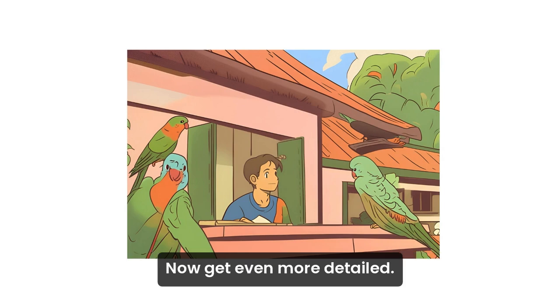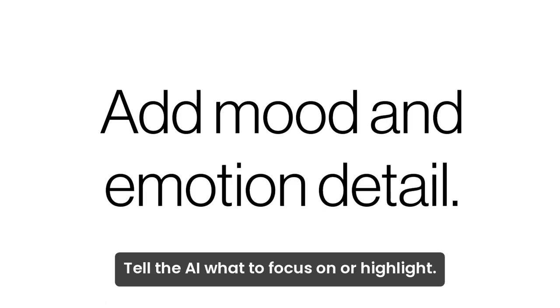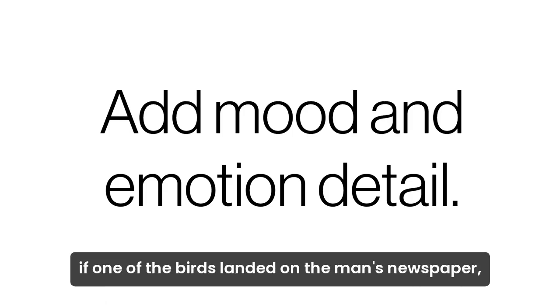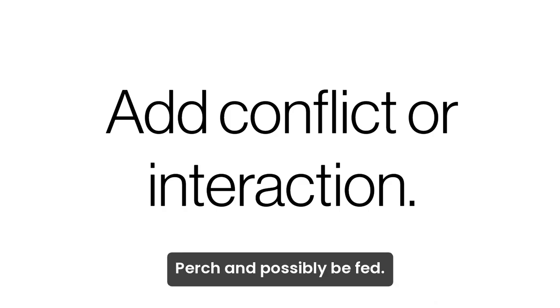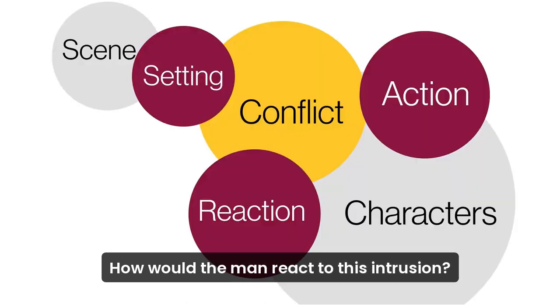Now, get even more detailed. Add emotion to add to the story. Tell the AI what to focus on or highlight. For instance, what would happen if one of the birds landed on the man's newspaper? Adding a conflict between what the man wants to do, read, and what the bird wants to do, perch and possibly be fed. How would the man react to this intrusion?